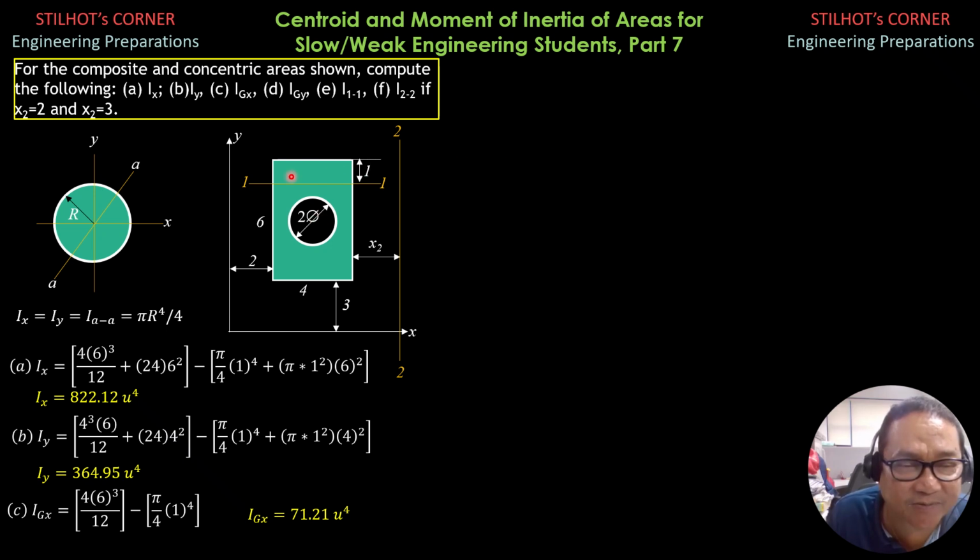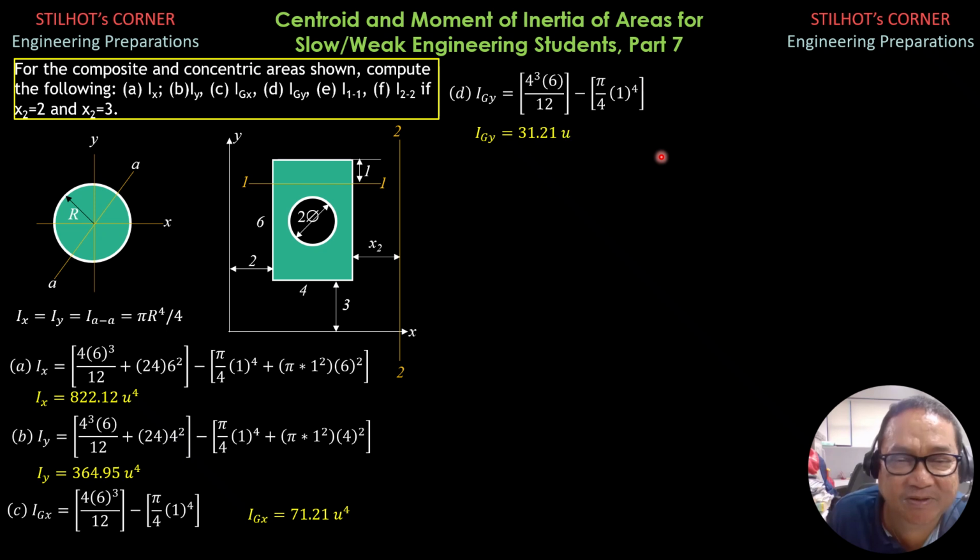Next, for IGY, you just interchange, the circle remains the same. So 4 cubed times 6 over 12 minus pi over 4 times 1 to the fourth, and that is equal to 31.21 units to the fourth. Then for I11, this is the axis 11, and it is 1 unit from the top. So the centroid of the composite areas from axis 11 is 2. Remember, half of 6 is 3, then minus 1 is 2.